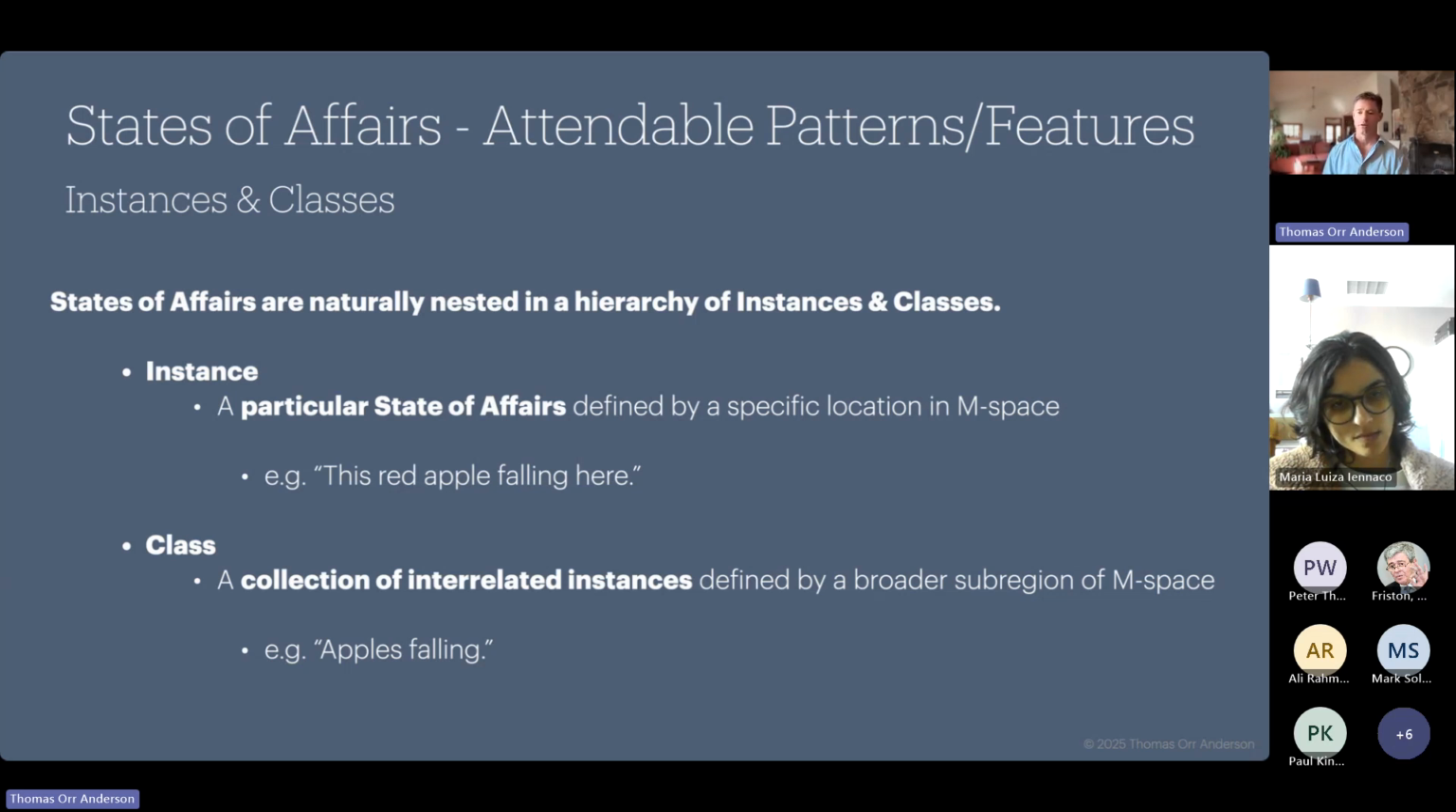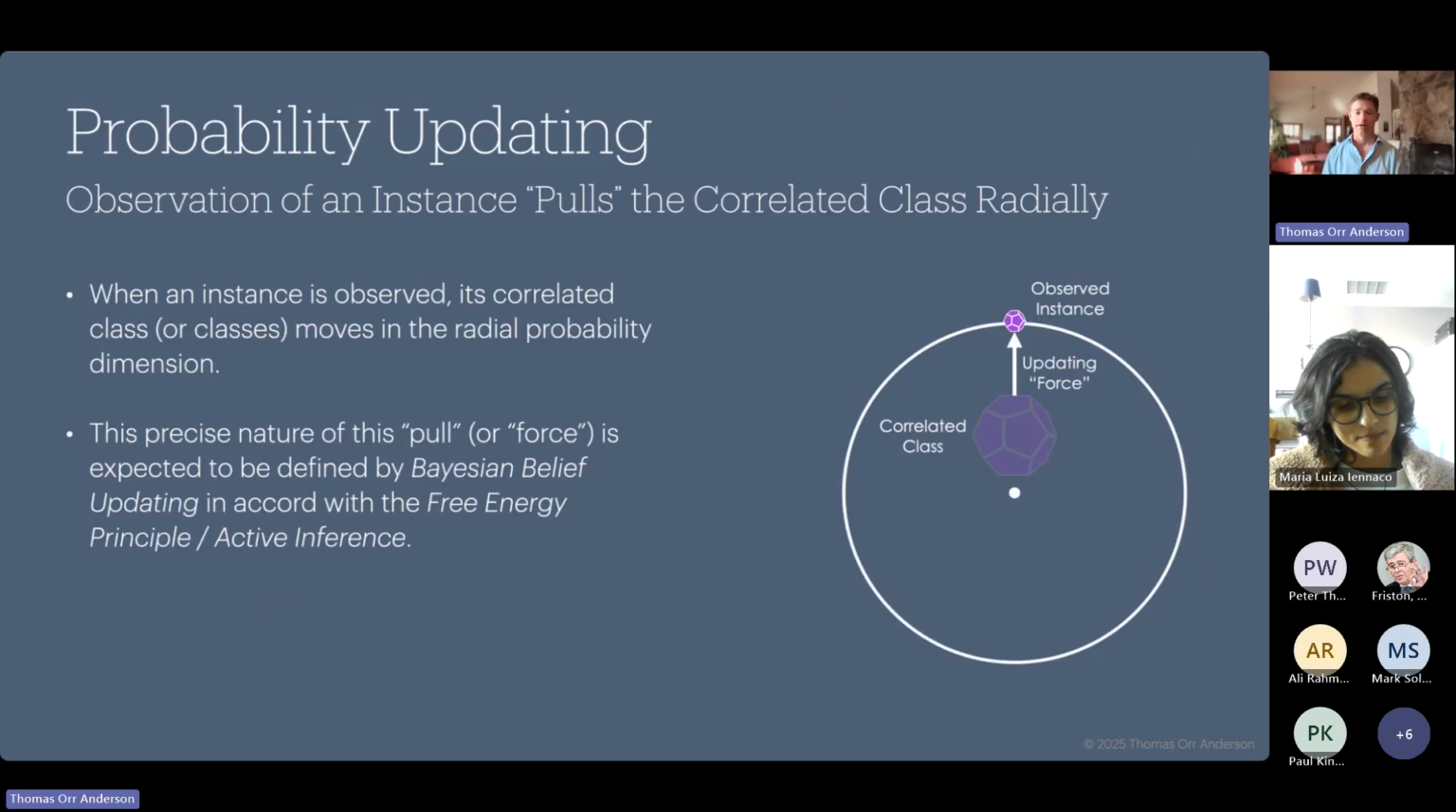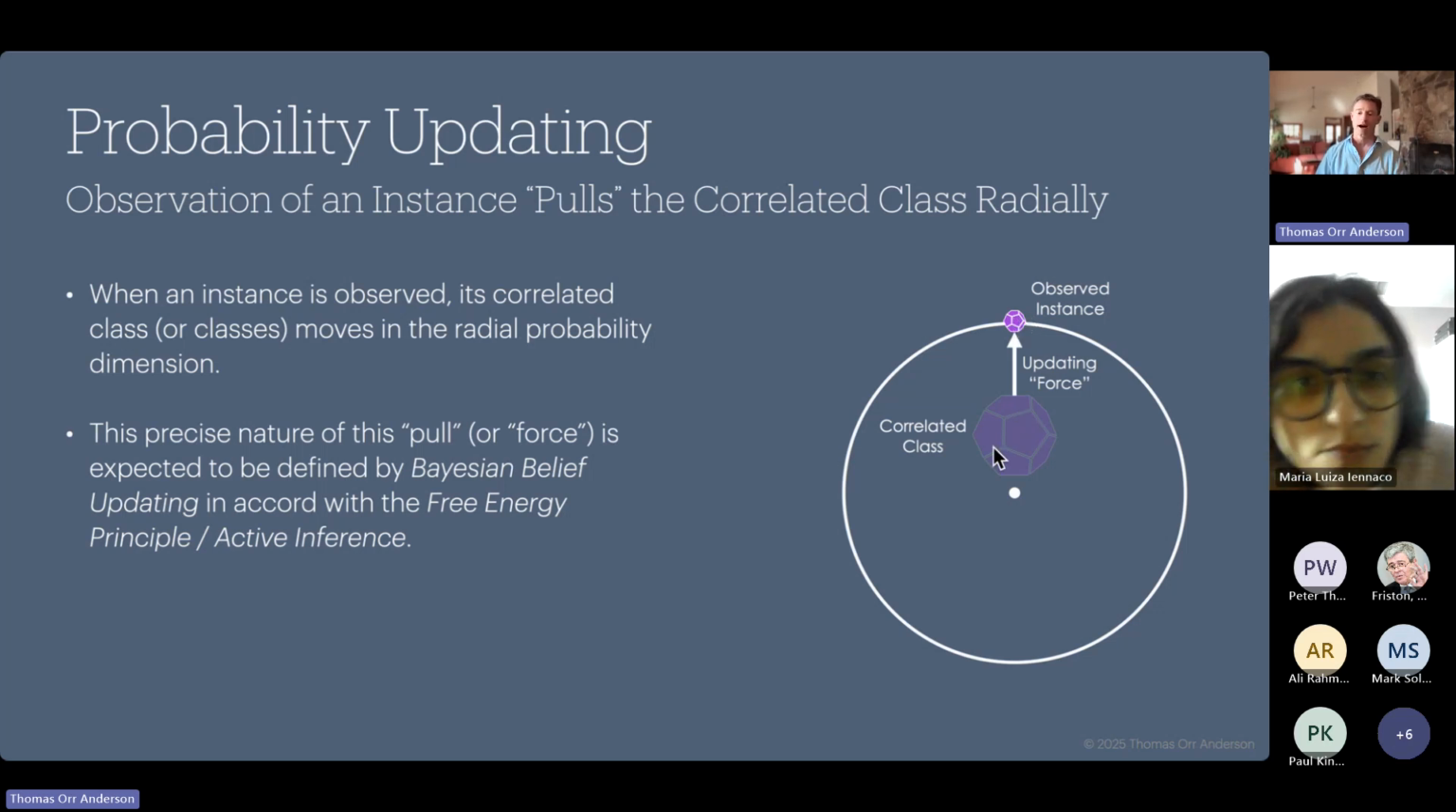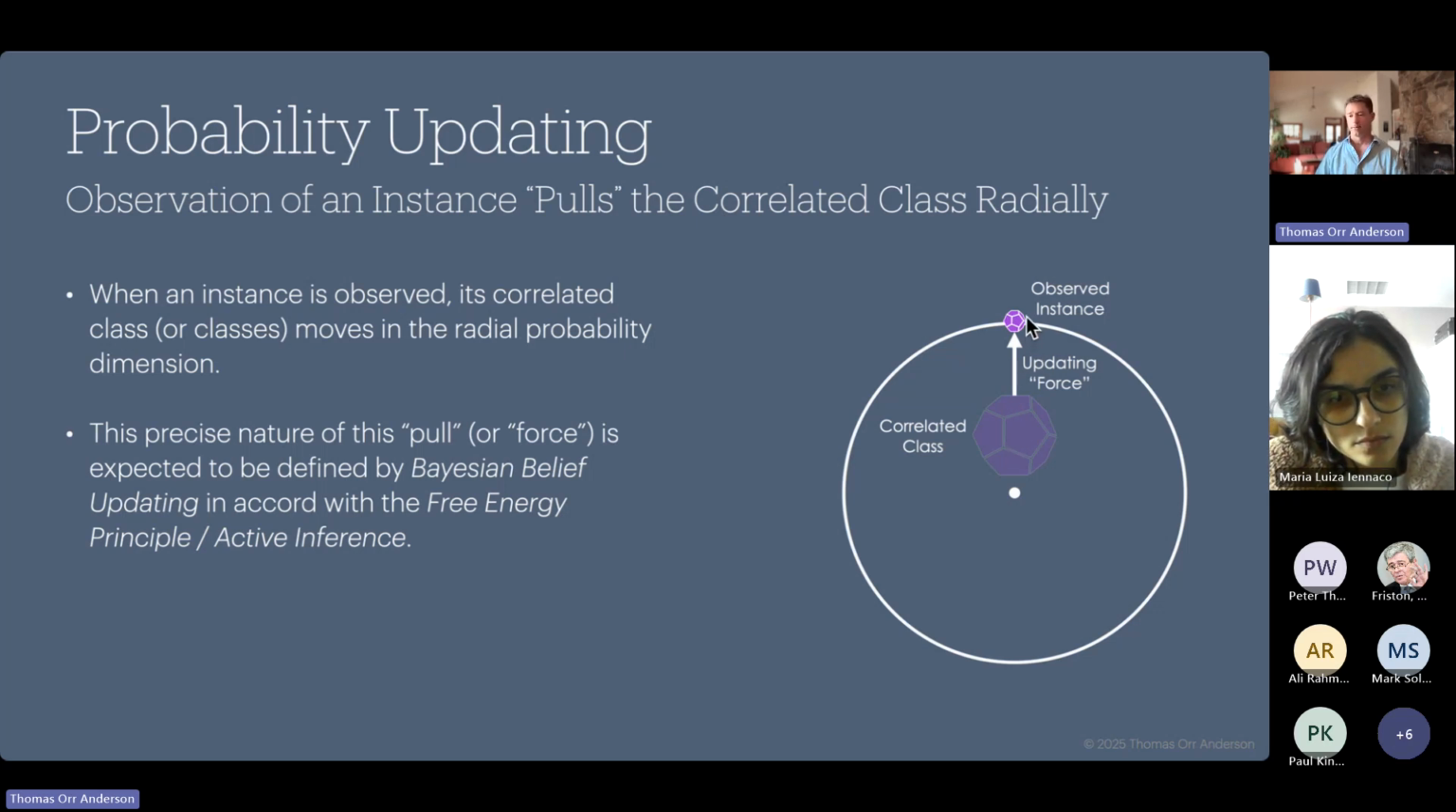And you all familiar with Bayesian perspectives are familiar with this, perhaps in different and more rigorous language. So probability updating has a very comfortable, intuitive way of imagining it in this framework. When an instance is observed, which is at the p equals 1 surface, its correlated class gets pulled outward, as the evidence for this class being the case can be visualized in this framing as a sort of force or a pseudo force pulling its class upward or outward toward the p equals 1 surface.